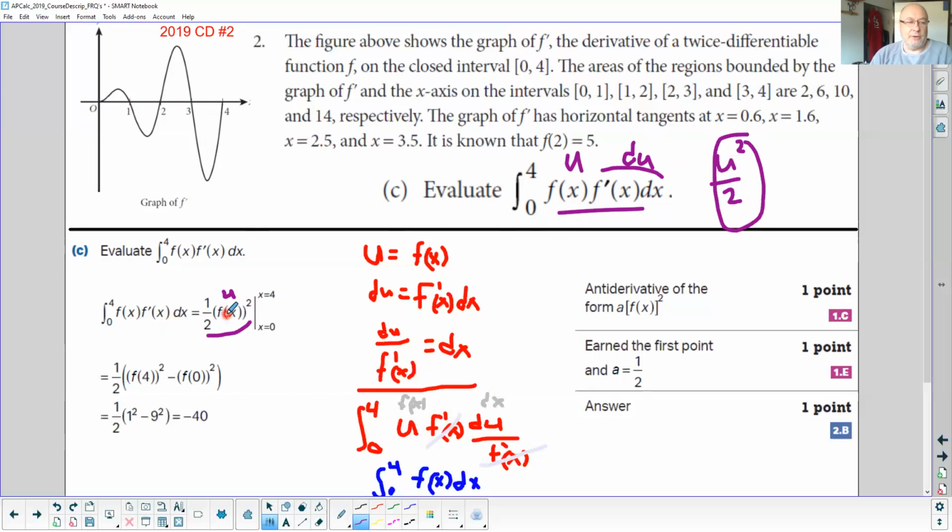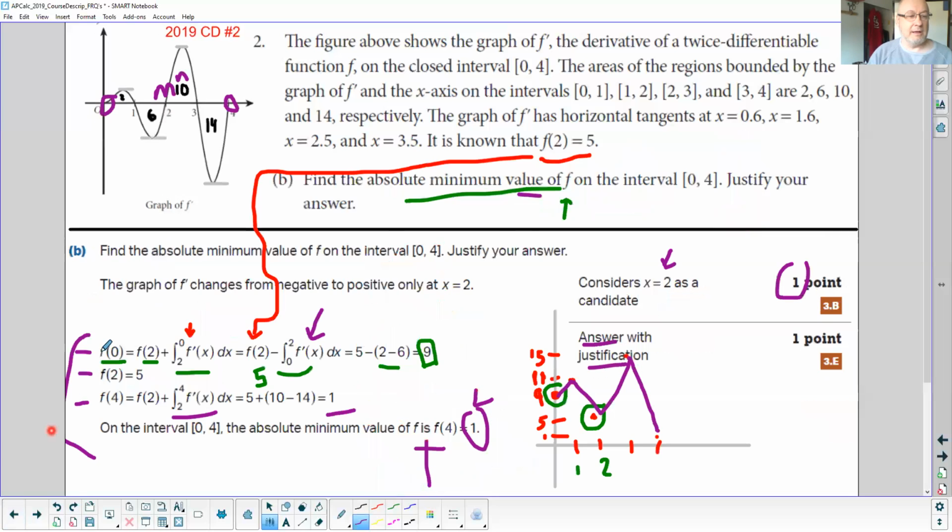And then they, instead of doing u, they put f of x back in because they didn't do the limit of integration change. That's it. So then you plug in your 4, and you get f of 4 squared minus f of 0 squared, and then these values, so we need a 4 and a 0. Hey, let's go back. 0 and 4, we got my 9 and 1.